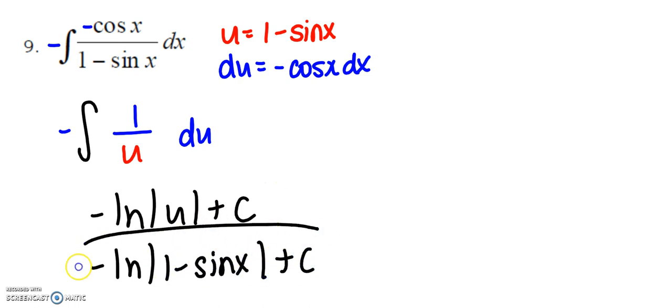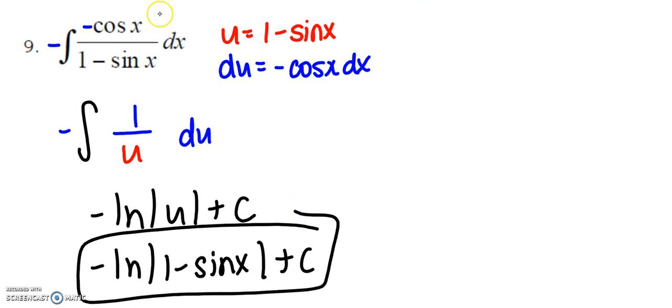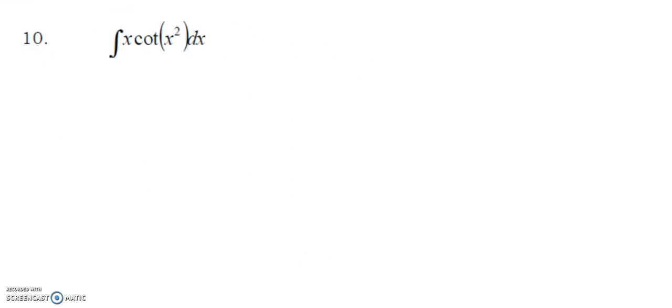There are no trig identities you can use here to help simplify because you don't have 1 minus sine squared. If it was 1 minus sine squared, you can work with Pythagoras a little bit, but unfortunately, you don't have that. All right, last one, x times cotangent of x squared.